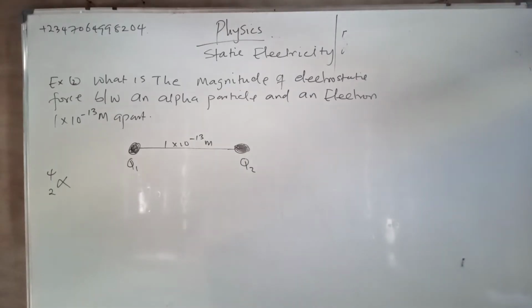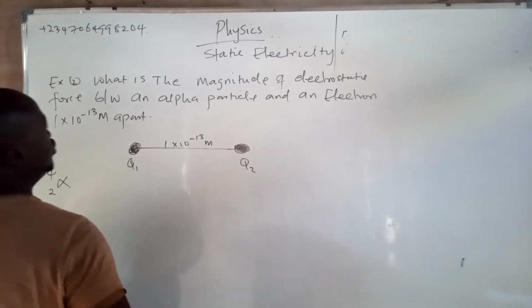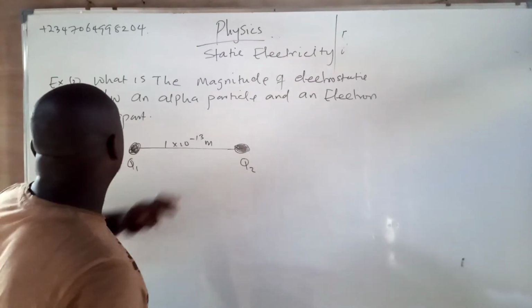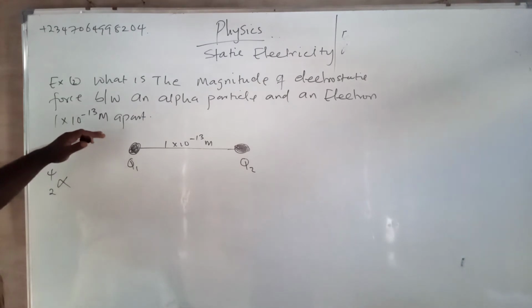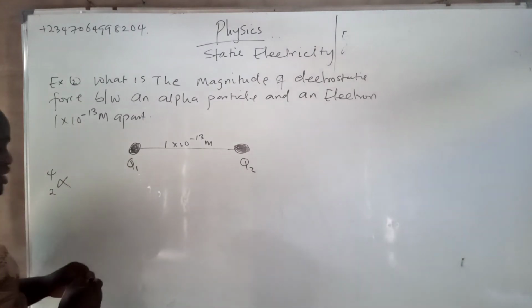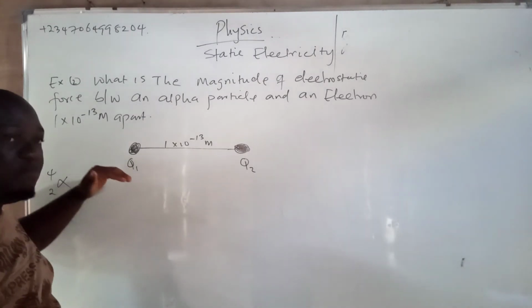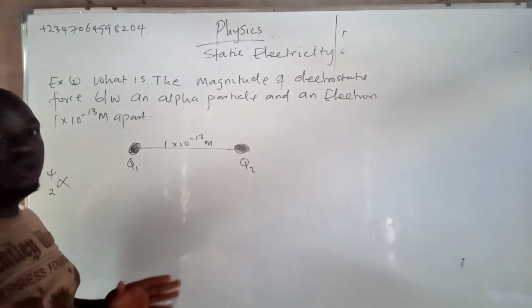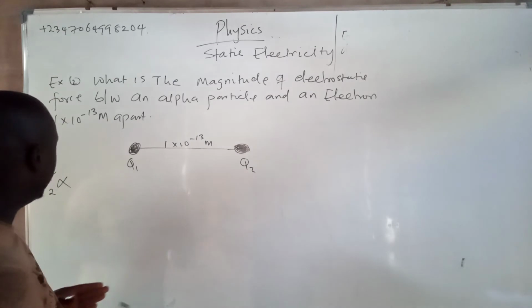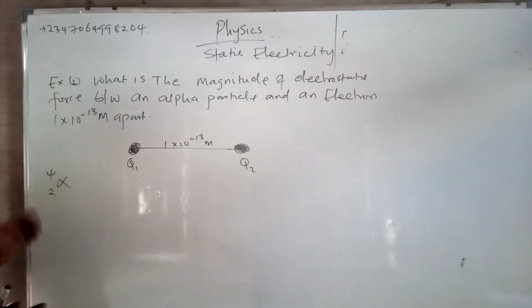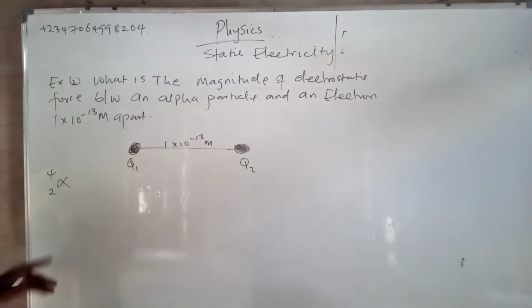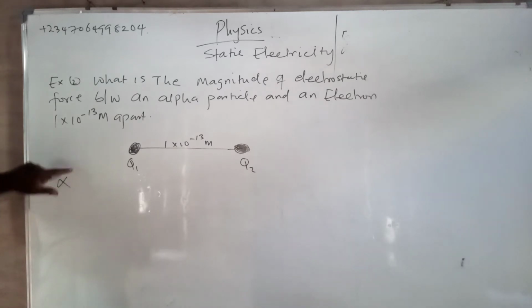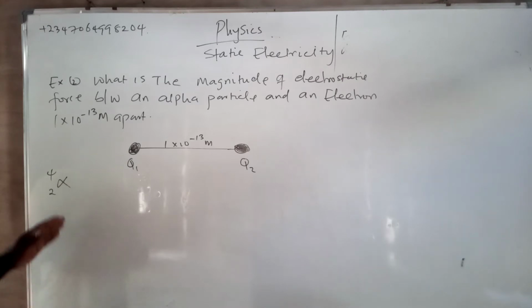So what is the magnitude of electrostatic force between an alpha particle and an electron? And it's separated by this distance, you can see. So that means that the first quantity of charge is an alpha particle, the second one is an electron. And if you know your radioactivity very well, you will know that the alpha particle has a mass number of 4 and it has an atomic number of 2. Now, this symbol represents the alpha particle.